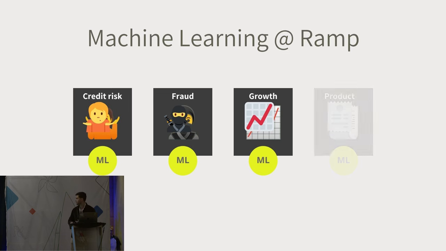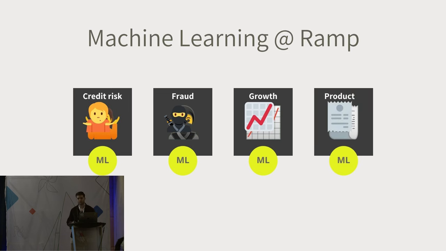Growth: when a prospect visits ramp.com, we want to determine who it is and then predict how likely it is that they convert into a RAMP customer, and reach out to them if we think it's likely. And finally, within products: within the application, a business administrator is looking at card transactions, and it's nice to be able to automatically code what accounting category these transactions correspond to. So we have a model that suggests these accounting categories on the fly.